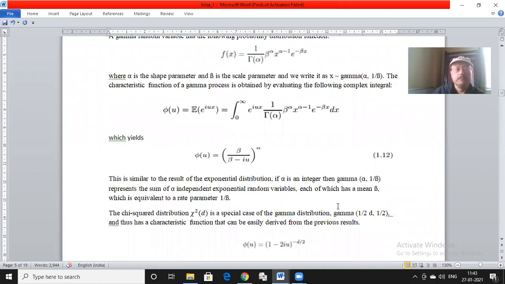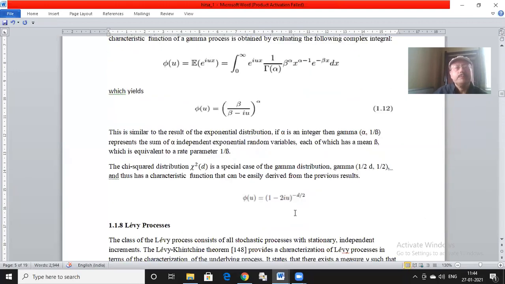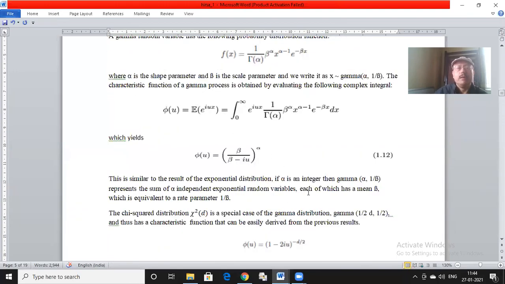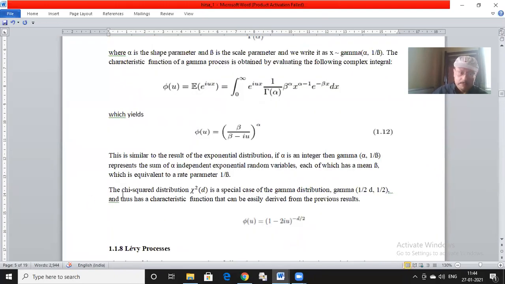So that is for the gamma distribution, because there is a definite relationship between them. This is also explained here. If alpha is an integer, then I can write this as a sum of exponential random variables with the same beta. So putting alpha equal to 1 means I just take one of them. Just as a side comment, the chi-square distribution is also a special case of gamma. Chi-square is gamma with half d and half.